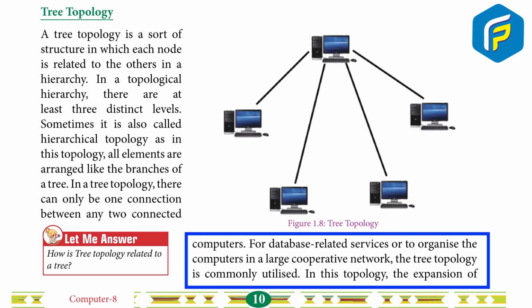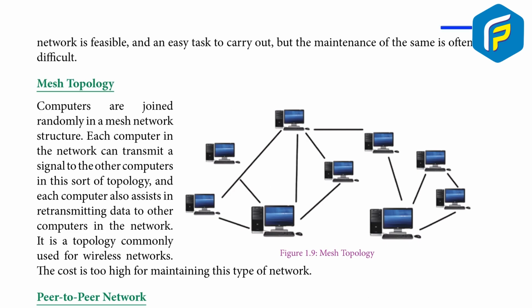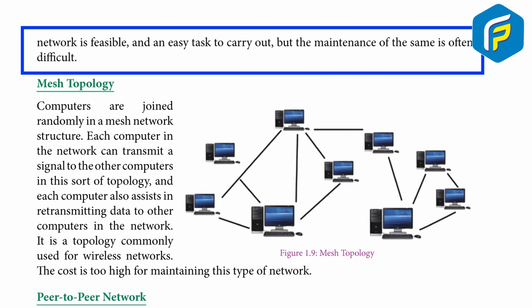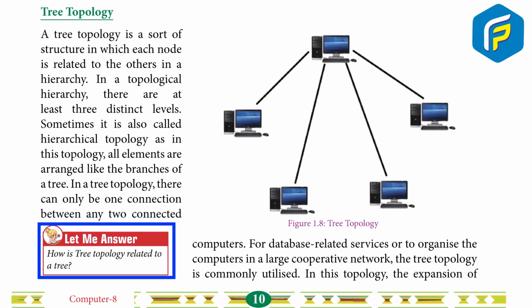For database-related services or to organize the computers in a large cooperative network, the tree topology is commonly utilized. In this topology, the expansion of the network is feasible and an easy task to carry out, but the maintenance of the same is often difficult. Let me answer. How is tree topology related to a tree?